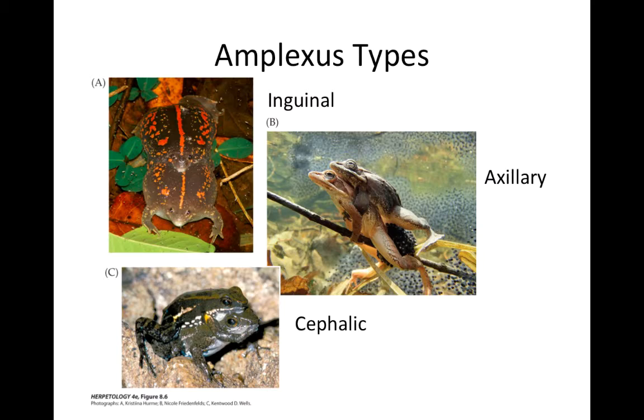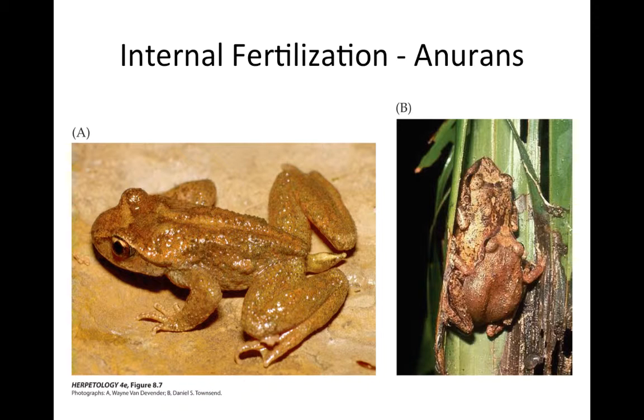evolutionary relationships. Internal fertilization in anurans is relatively uncommon compared to external fertilization, but it does occur, and it occurs in a diverse group of organisms. In figure A here, we have the tailed frog from the northwestern United States. You can see that there is an outgrowth of the cloaca that basically forms an intromittent organ, and that's how internal fertilization is achieved by tailed frogs.